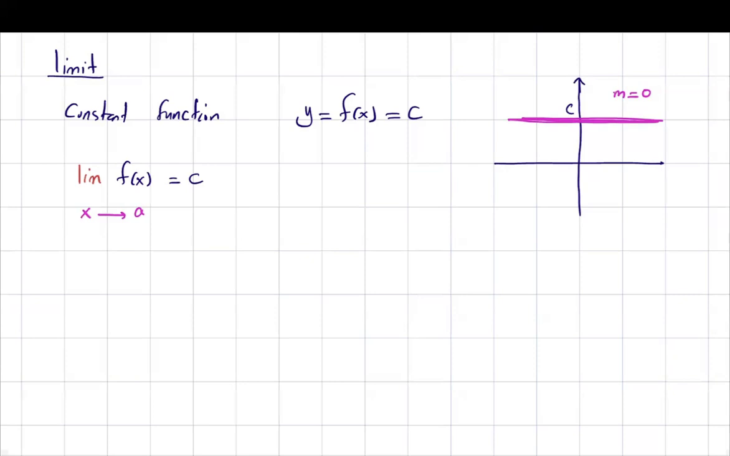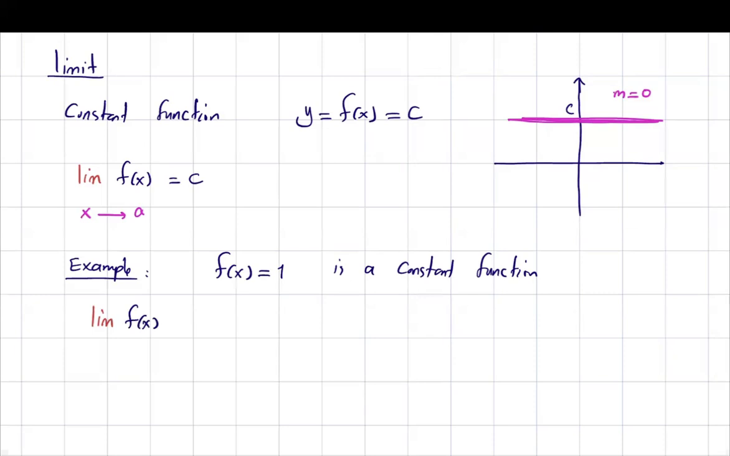For example, f of x equals 1 is a constant function. If I ask you to find the limit of function f of x as x goes to -2, what's your answer? It doesn't matter where my x is going, to the left, to the right, my y value is fixed and it is always equal to 1.